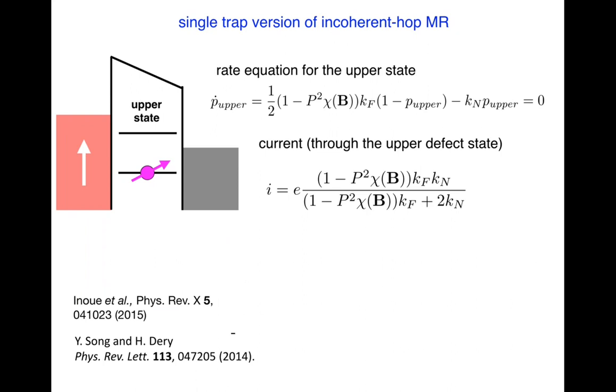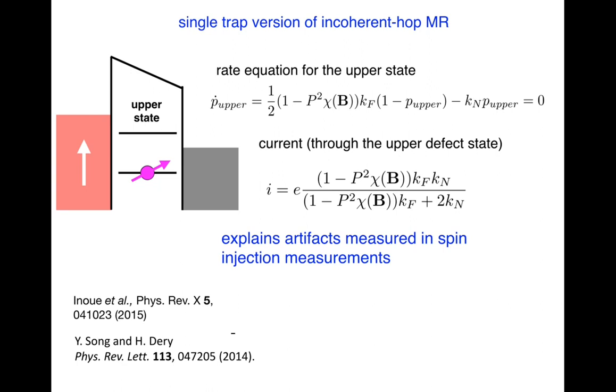This can be modeled quite easily with a simple rate equation model for this upper state. This was done in the paper down here. And you have an expression for the current, which depends on this magnetic field, and of course its orientation is important as well. This effect can explain many of these spin injection measurements.